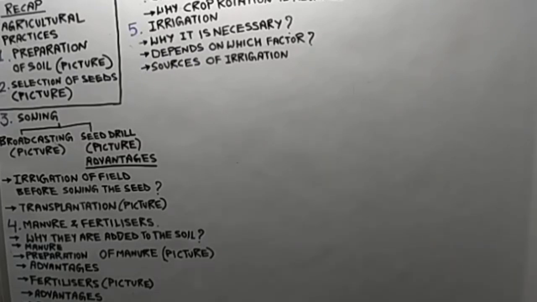Okay, now the fourth activity which is done by the farmer, that is adding manure and fertilizer, which again comes in the first activity also, in the case of preparation of soil. But this time we are going to learn manure and fertilizers in detail. Now, first of all, what do you mean by manure and fertilizer? The substances which are added to the soil to increase the fertility of soil or to increase the nutrients in the soil are called manure and fertilizers.